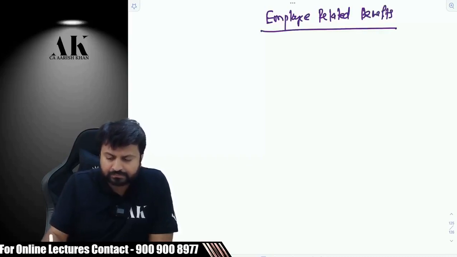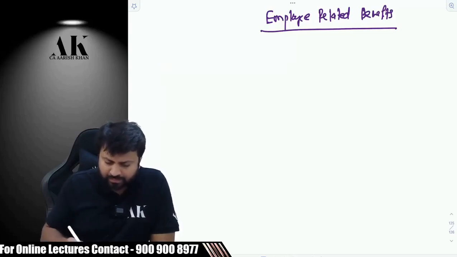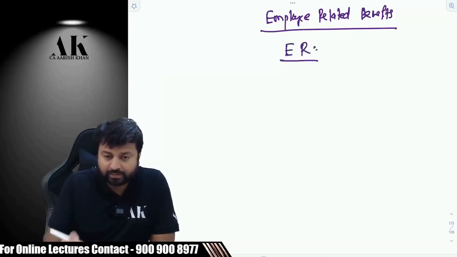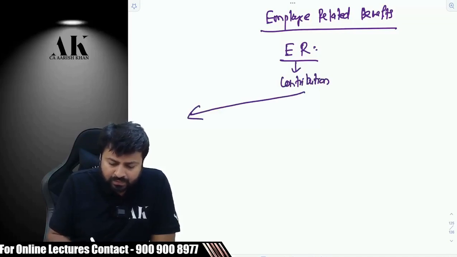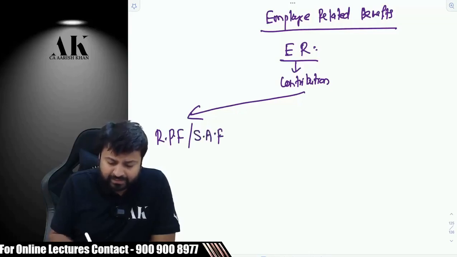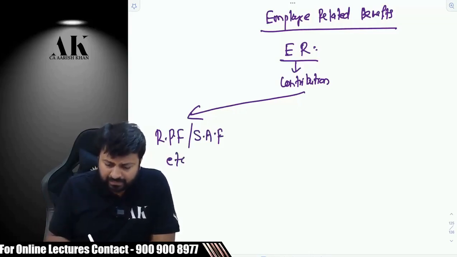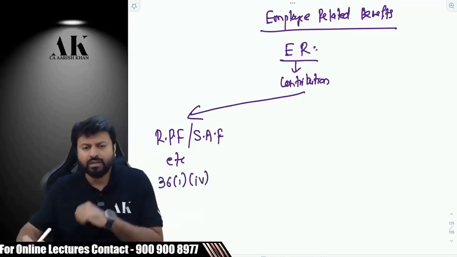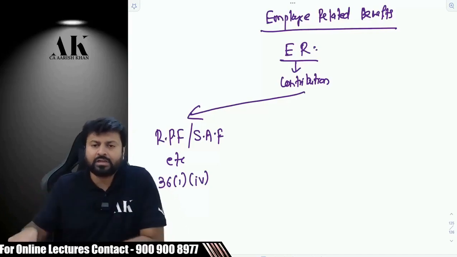Pay attention, all of the group. Suppose there is an employer. See on the board, please. Now, the employer is making some contribution to certain funds like recognized provident fund or superannuation fund, etc., for the benefit of the employee. Then the employer will get deduction under section 36(1)(iv). Do employers contribute to the PF and all for the employees or not? Yes, they do. So they will get the deduction under section 36(1)(iv).